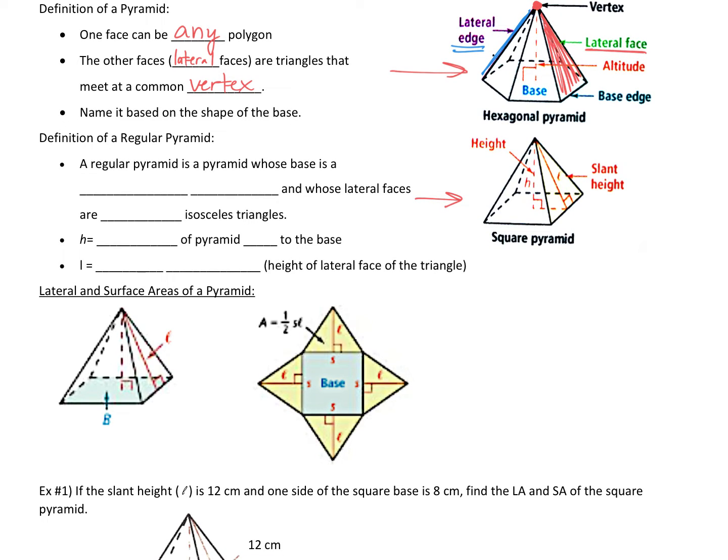What you're going to spend all of your time on are regular pyramids. And a regular pyramid, just like a regular polygon, is going to have a regular base. That polygon that is your base is a regular figure, so a regular hexagon, a regular pentagon, whatever it is. So that goes here, regular polygon. And your lateral faces are congruent isosceles triangles. So every one of your triangles that wraps around the figure is identical to every other one.